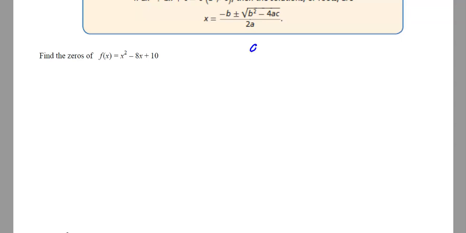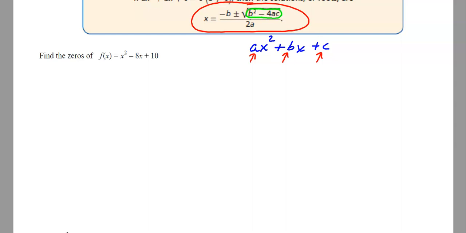Standard form is ax squared plus bx plus c. So the a, b, and c represent the coefficients in front of those letters. And then we've got this big nasty formula up here. This is what we're going to be plugging and chugging with. One thing I want to make you aware of is the piece underneath the radical, b squared minus 4ac. That's called the discriminant. It's going to be important later on. So if you ever hear me talk about the discriminant, I'm talking about that part.